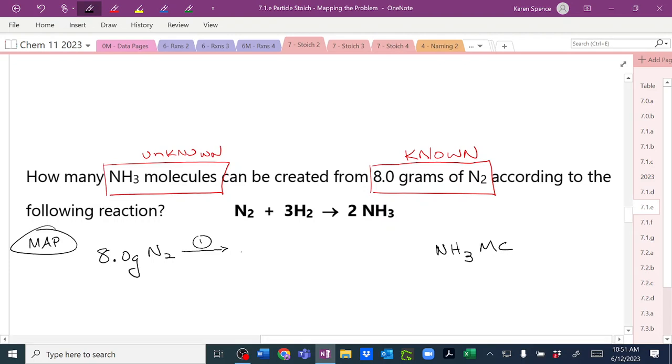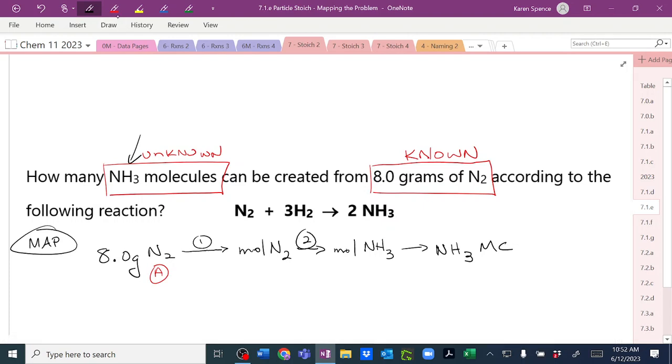Step 1 is always convert to moles. And moles of what? Moles of A. Who is A? N2. So we want to convert to moles of N2. Step number 2, we want to convert to moles of, and who is B? NH3, because that's where we want to get to. So we want to find the moles of NH3. And then finally we can convert to NH3 molecules.